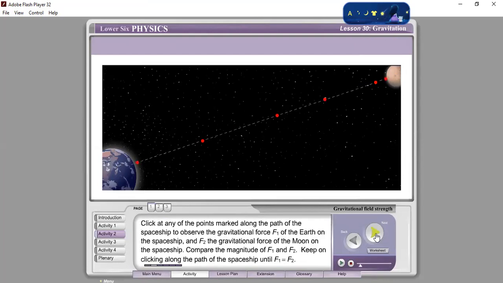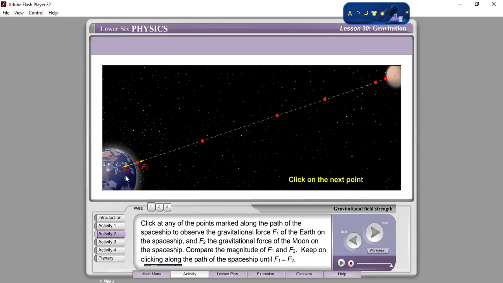Click at any of the points marked along the path of the spaceship to observe the gravitational force F1 of the Earth on the spaceship and F2, the gravitational force of the Moon on the spaceship. Compare the magnitude of F1 and F2. Keep on clicking along the path of the spaceship until F1 equals F2.